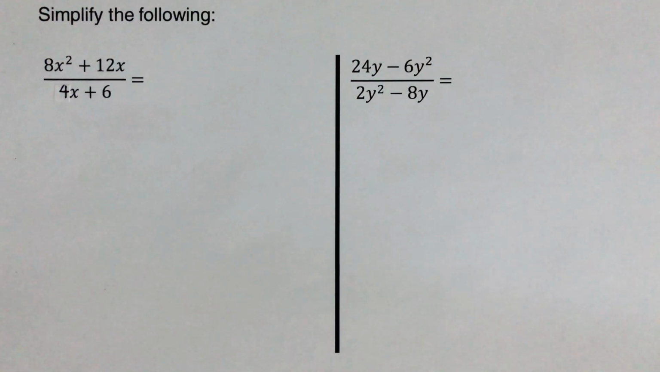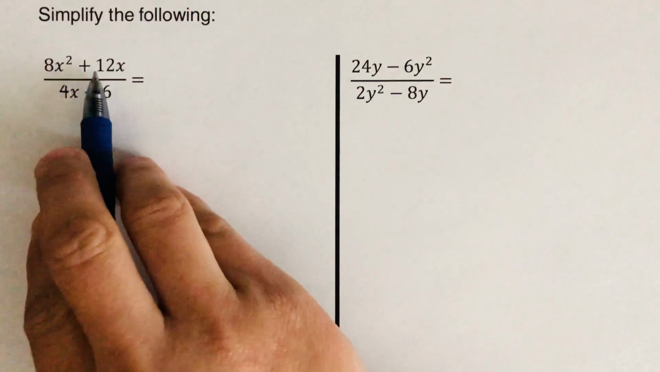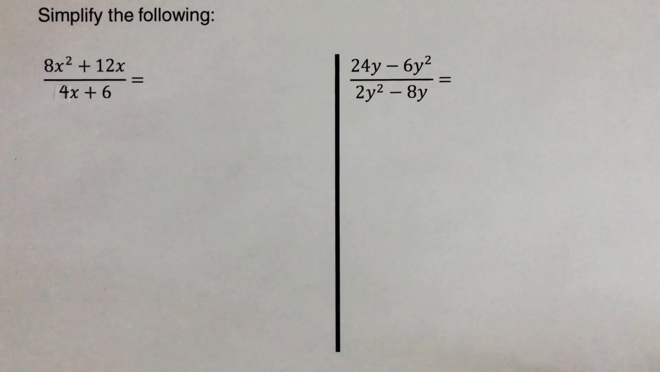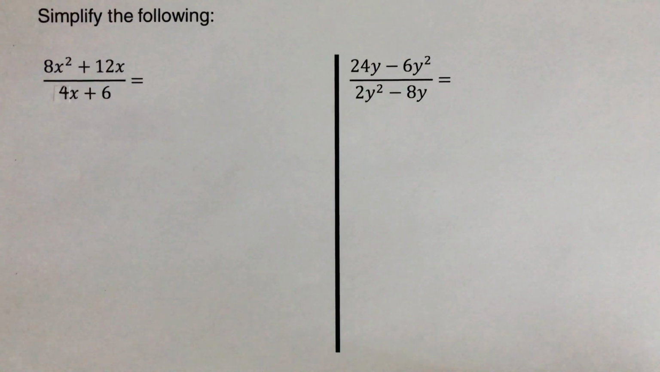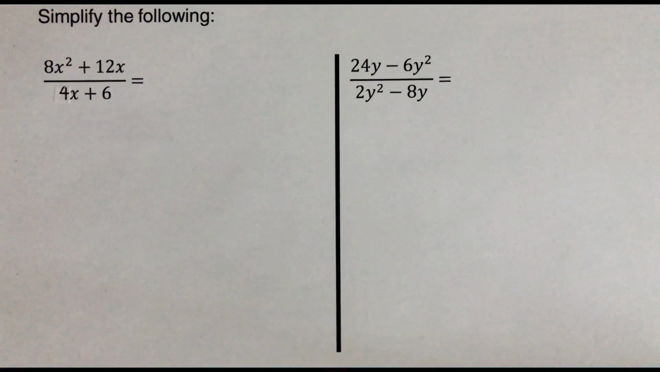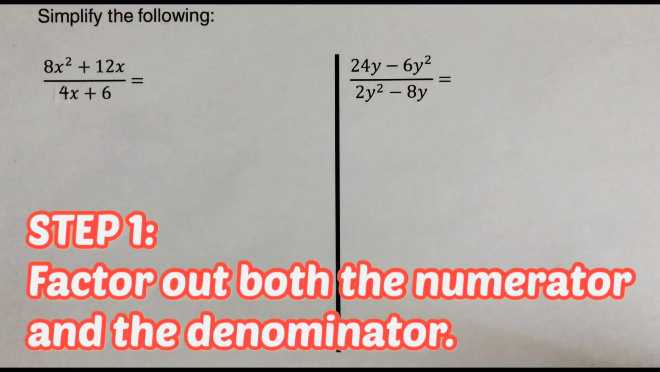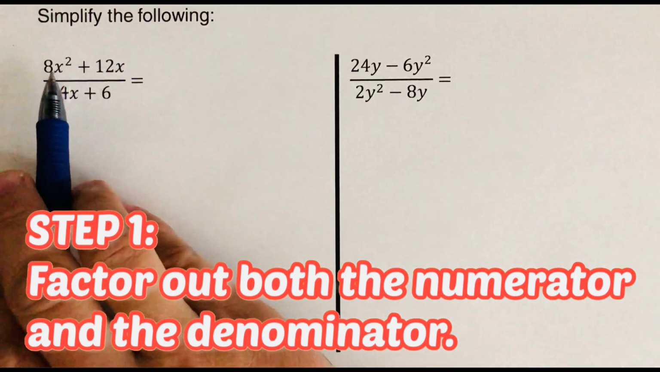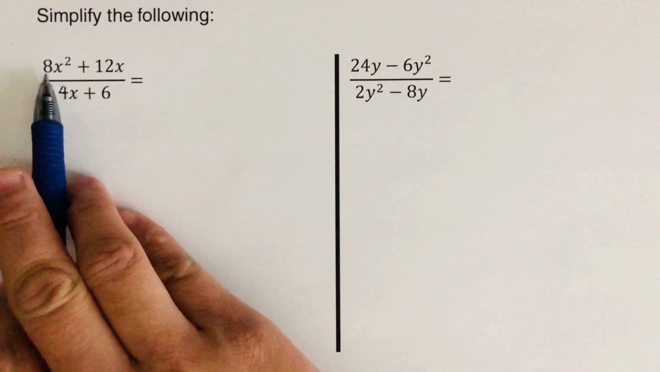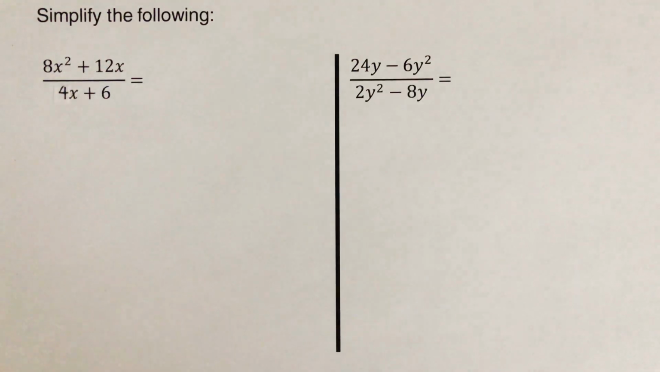We're supposed to simplify 8x squared plus 12x over 4x plus 6. Again, in order that we can solve this kind of problem, we're supposed to follow some steps. The first step is to factor out both the numerator and the denominator. So in this problem right here, we can actually factor this out. We can factor out the GCF for this, and then we do the distributive backwards.